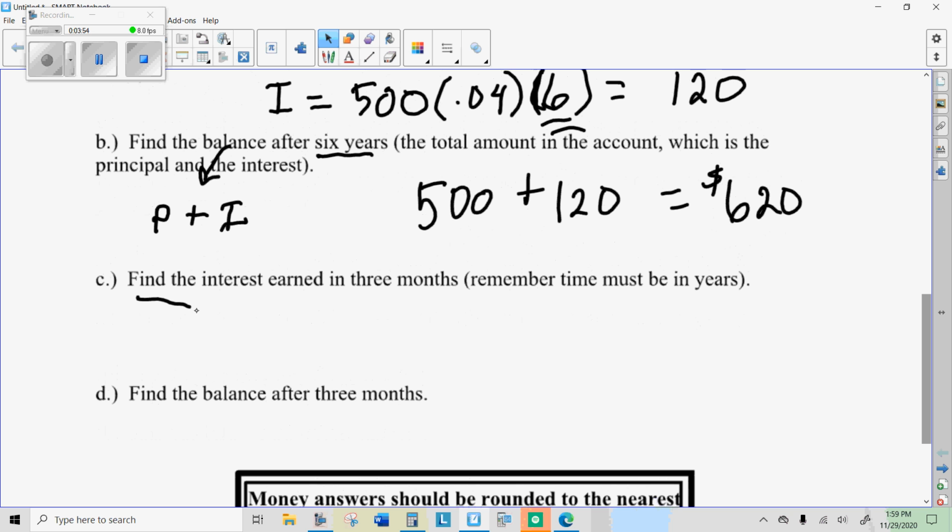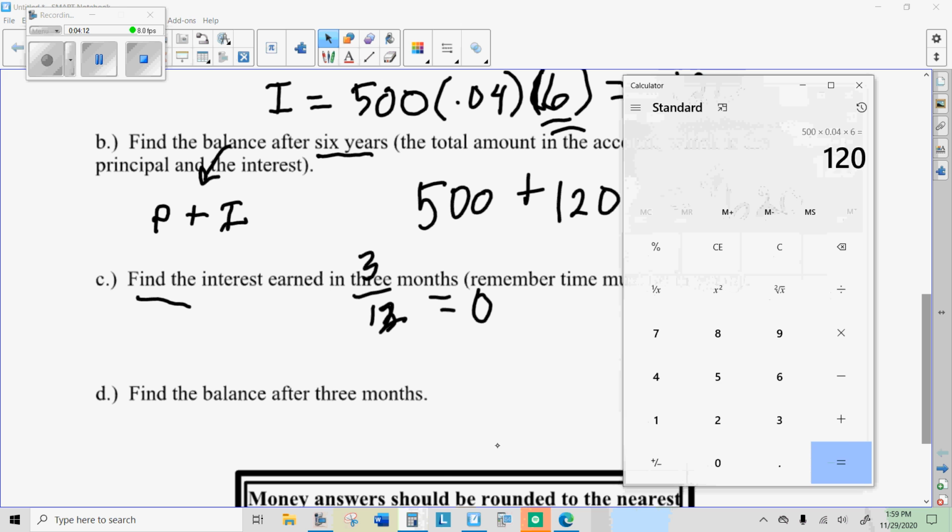Our next step, we're going to find the interest earned in 3 months. Now, when you have a number of months and your time is in years, that's 3 months out of 12 months. So 3 out of 12. And let's go ahead and write that as a decimal. We'll just divide 3 by 12.